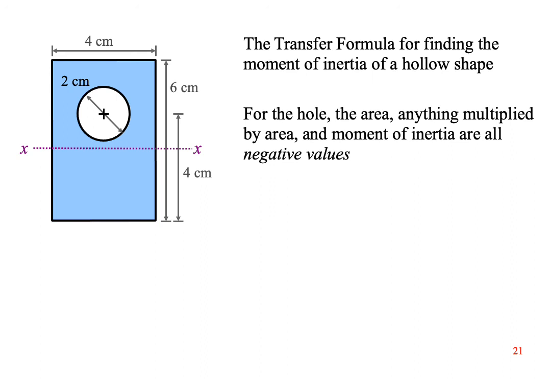Sometimes a compound shape has a hole in it. The 10-step process is the same, except that for the hole there are some negative terms. These include the area of the hole, anything multiplied by that area, and the moment of inertia of the hole.